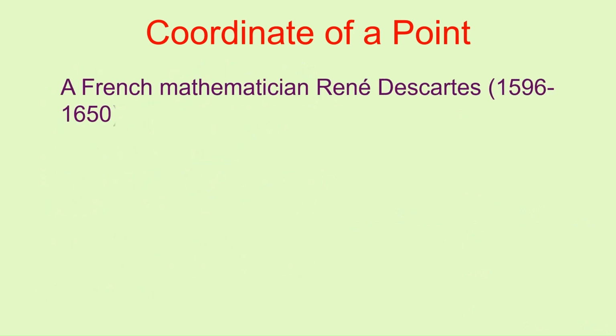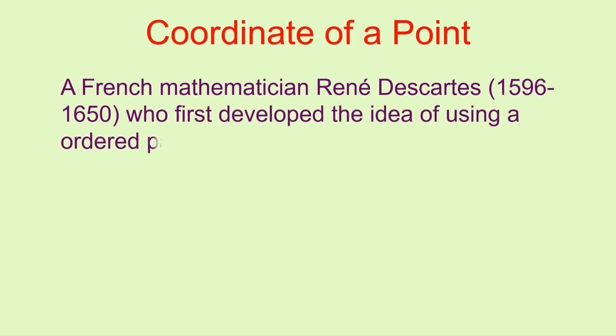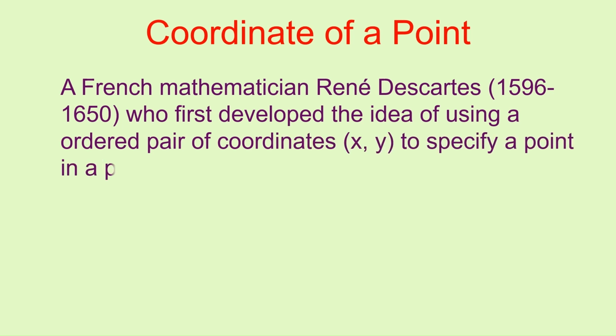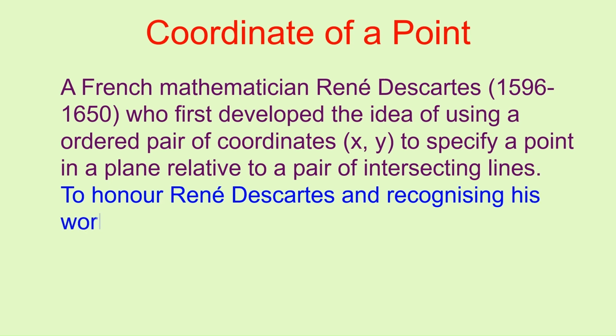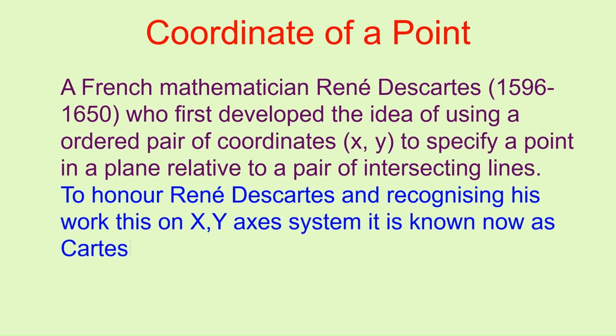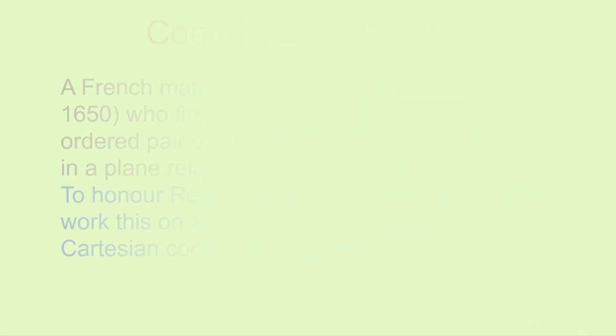A French mathematician, René Descartes, 1596–1650, first developed the idea of using an ordered pair of coordinates x, y to specify a point in a plane relative to a pair of intersecting lines. To honor René Descartes and recognizing his work on this x-y axis system, it is now known as the Cartesian coordinate system.